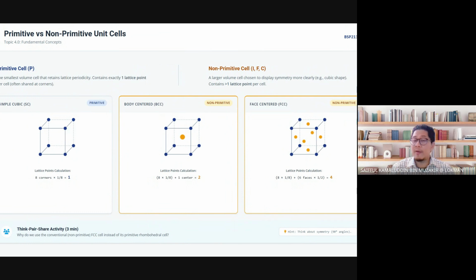At the corner of the cube, in simple cubic, there will not be one atom, but we have 1/8 of the atom. Not a quarter, but 1/8 of that atom. It's about 12.5% of an atom. So in total, we have 8 corners in one simple cubic. So in total, 1/8 times 8 corners, we have 1 atom in a simple cubic crystal.